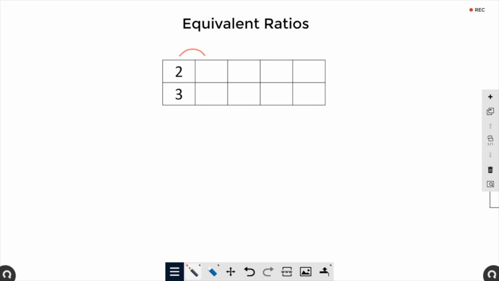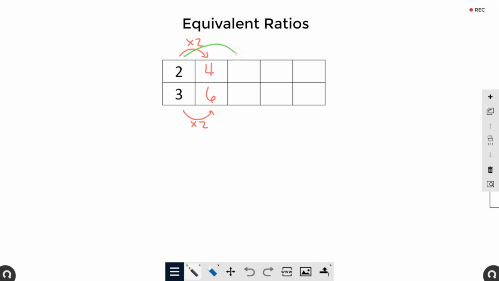We can start by multiplying both the 2 and the 3 by 2. 2 times 2 gives us 4, and 3 times 2 gives us 6. So we know the ratio 4 to 6 is equivalent to 2 to 3.